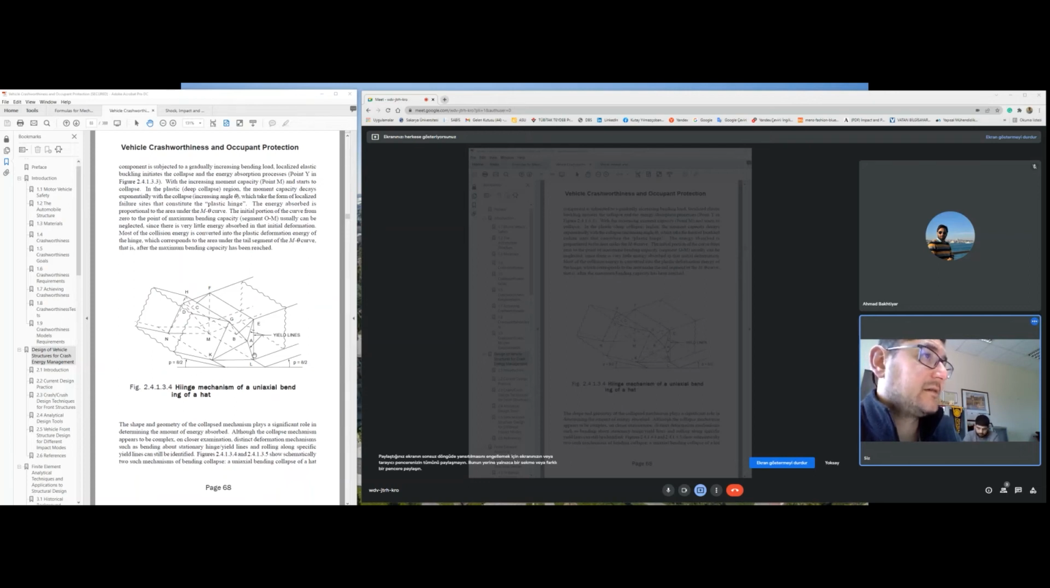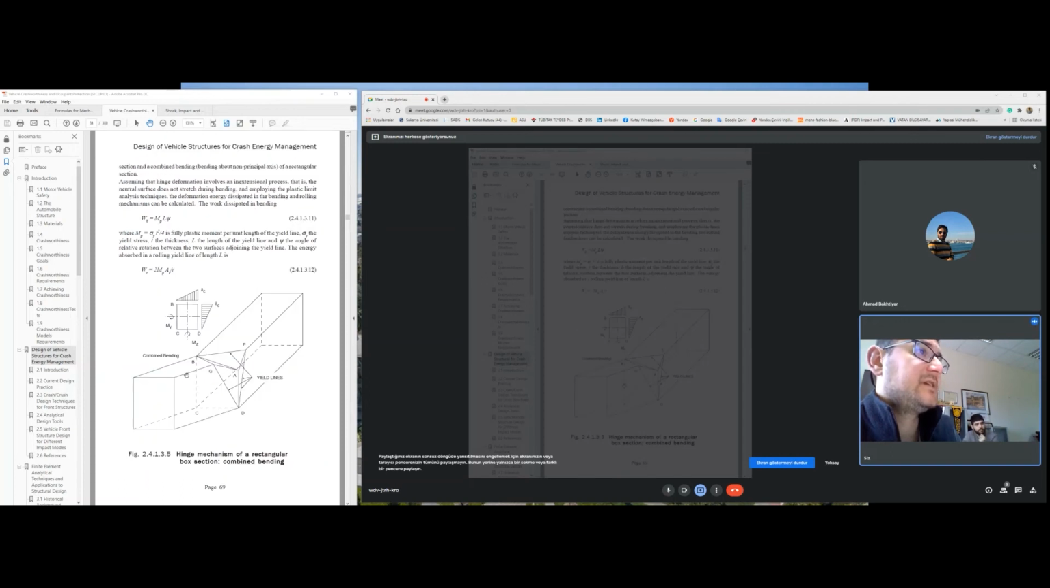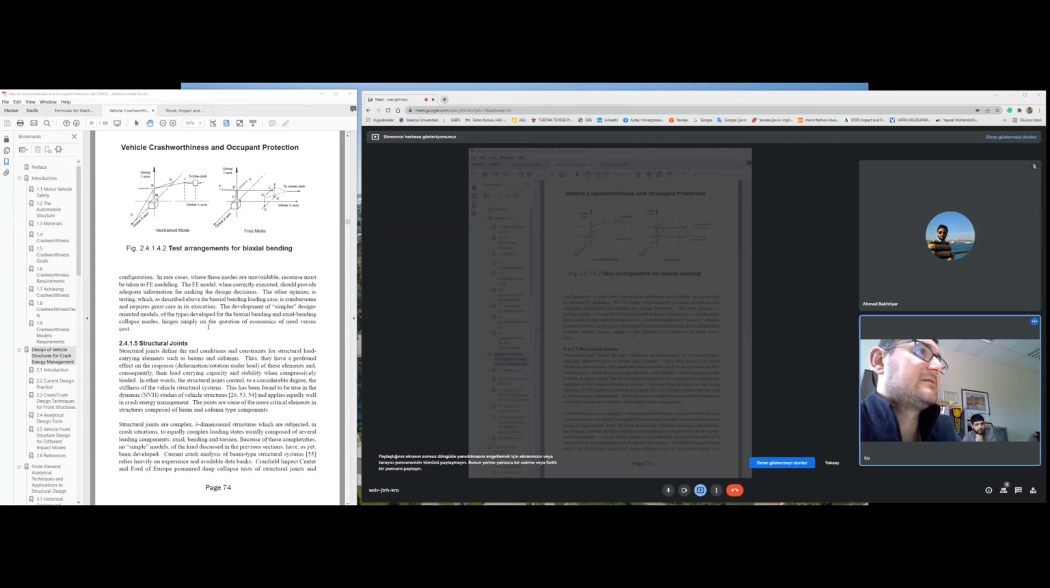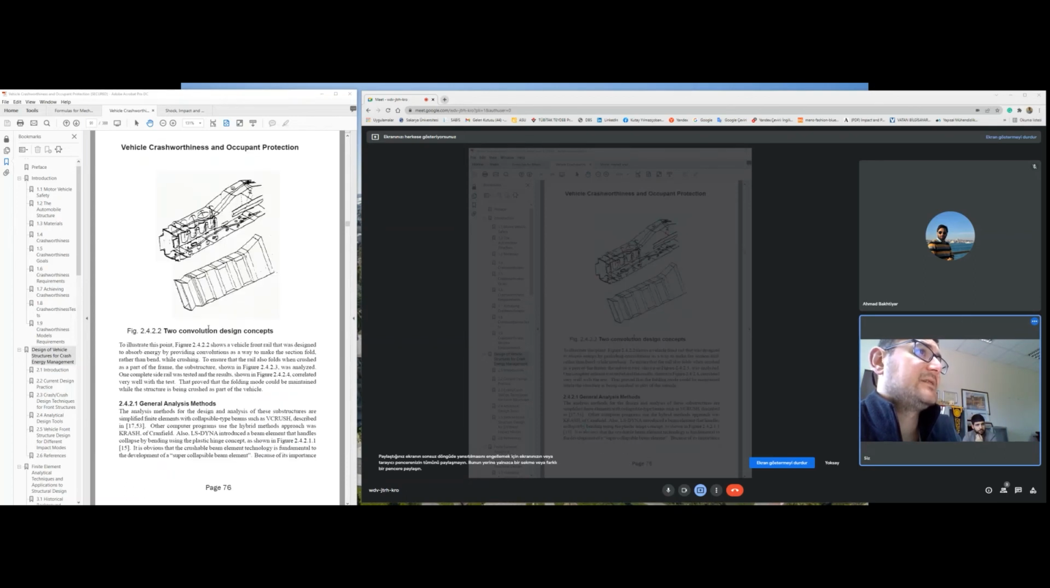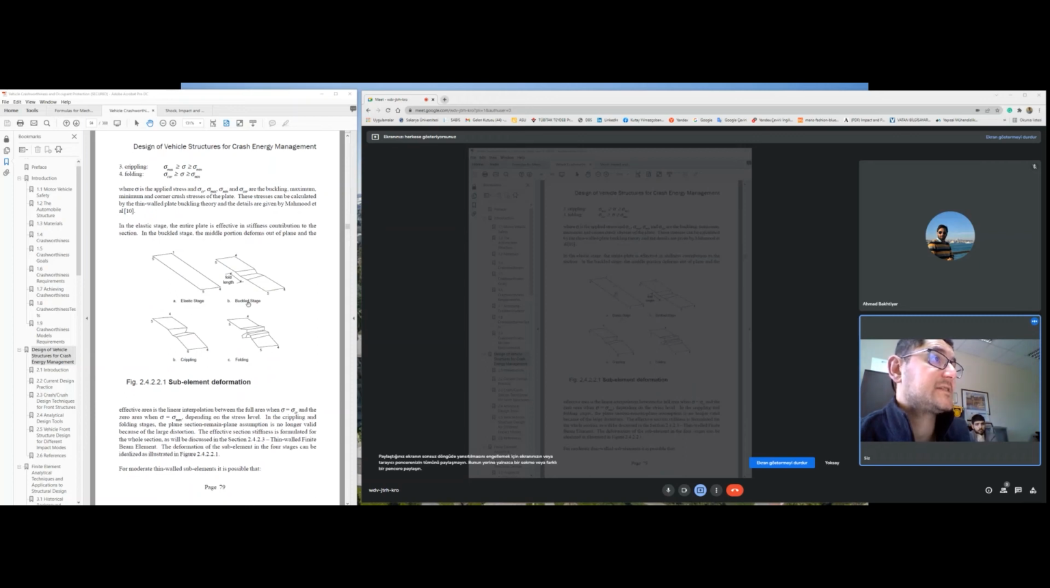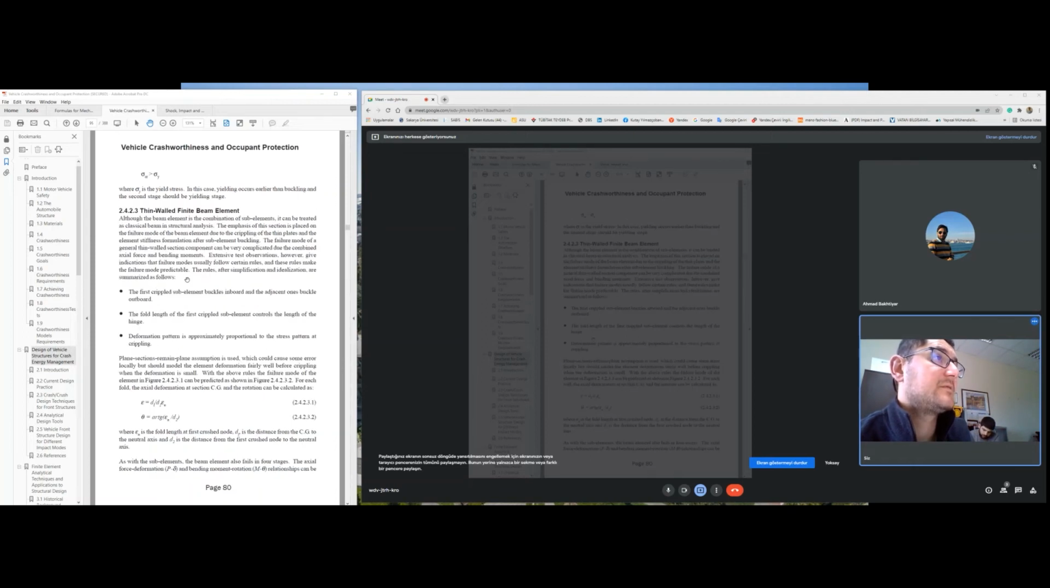Yield lines. We should look at these in great detail. Yield lines. Combined loading. It just continues. Design of substructures. I'm talking about the crash boxes again. Look at here. Elastic stage, buckled, crippling, and folding. You can understand the behavior from the shape. Thin-walled finite beam element. This is very important.